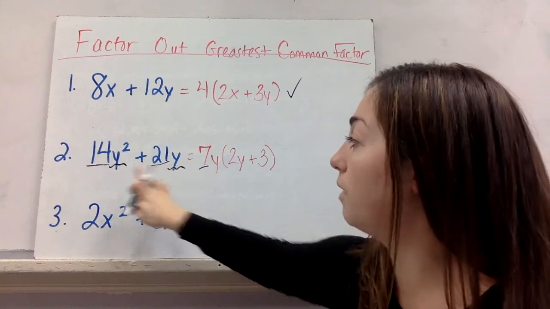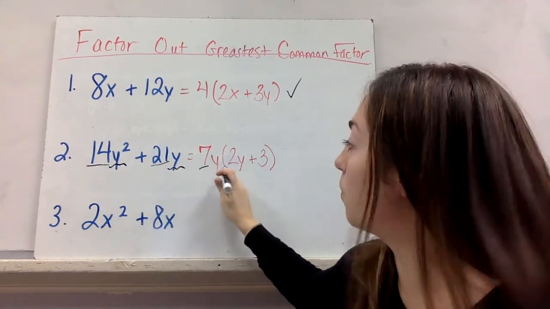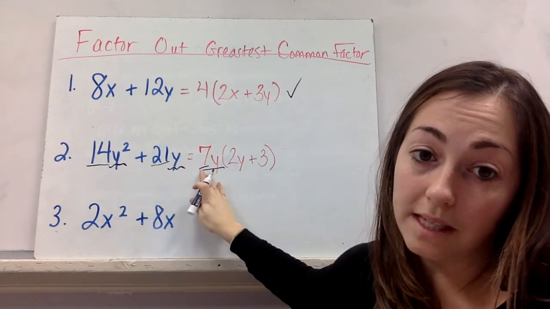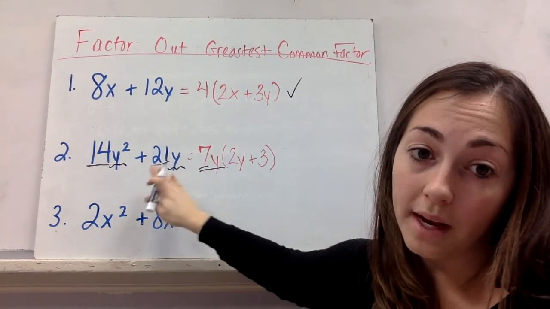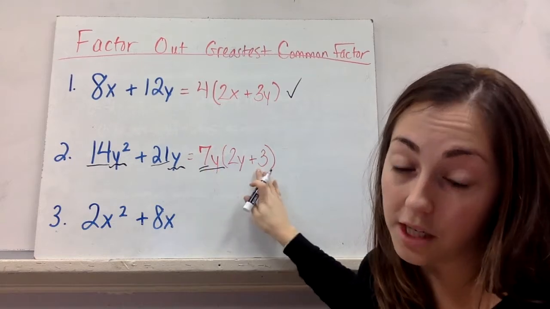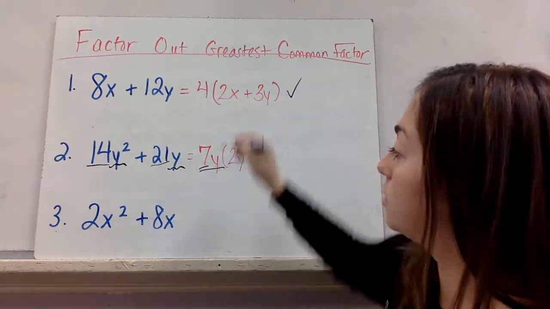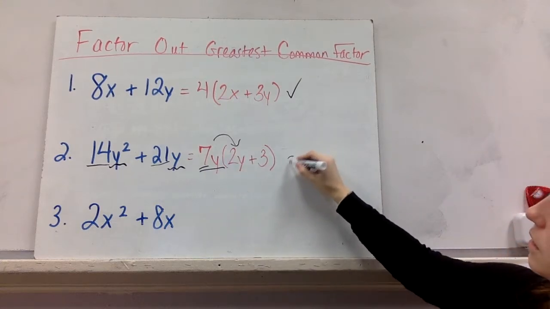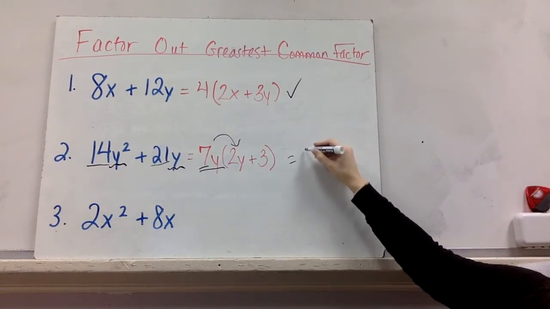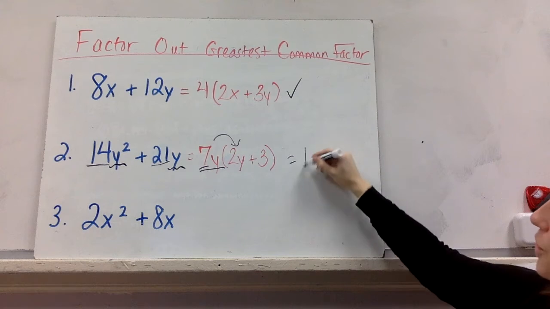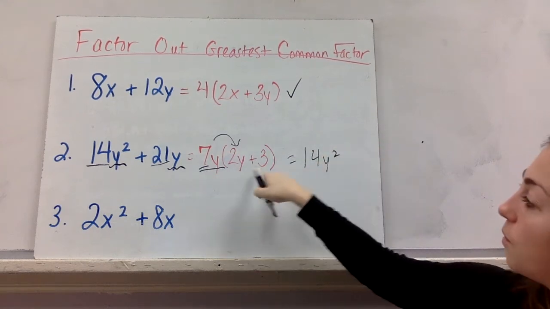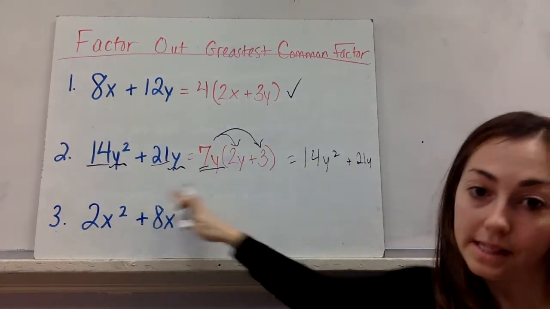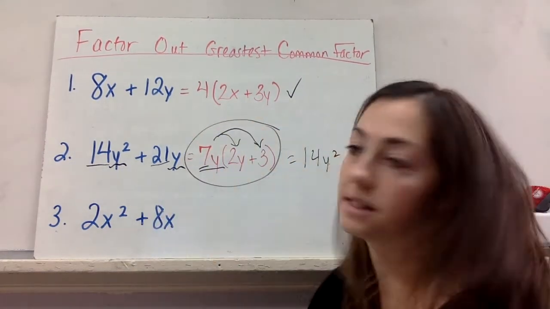So when I pull out a y from both of them, I get 7y, and then 14y squared divided by 7y is 2y, and 21y divided by 7y is just positive 3. Just practice by multiplying it back out. 7y times 2y is 14y squared. And 7y times 3 is 21y. So yes, I got my same answer. That means this is the answer.